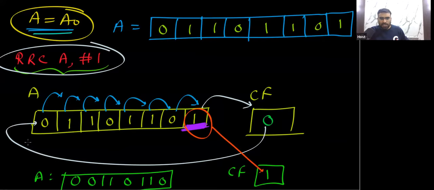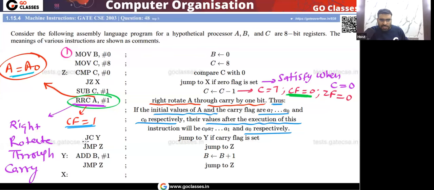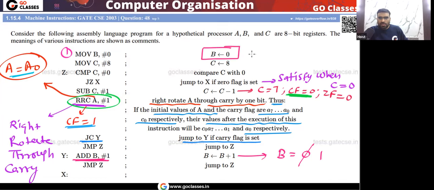Very simple. Now let's see the next. Now you tell me what this instruction means: jump if carry flag is set. Is the carry flag set? Yes, the carry flag is set, so jump to Y. Now you will go to Y, and you will do B plus 1. So the value of B will become 1. Initially the value of B was 0, and now the value of B has become 1.